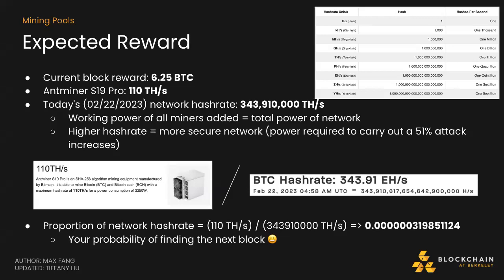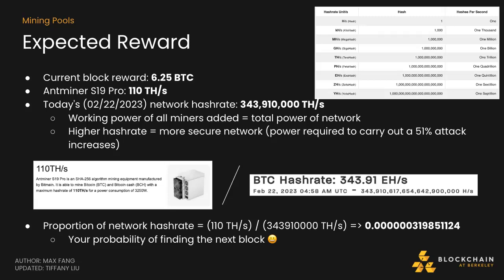So here is how expected reward works. The current block reward right now is 6.25 Bitcoin. And if you have an Antminer S19 Pro, that hashes at 110 terahashes per second. Up here is the conversion chart. 1 terahash is 1 trillion hashes, and 1 exahash is 1 quintillion hashes, which is 1 million times a terahash. That's just something you might have to know for the calculations down below.